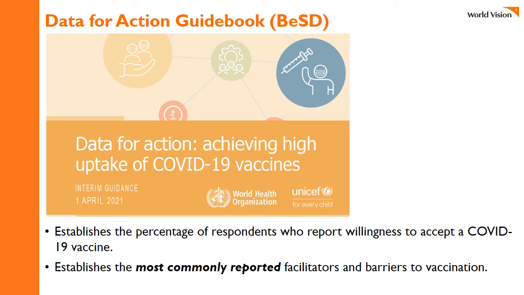The most important thing that you can get from these survey tools is the percentage of respondents who report willingness to accept a COVID-19 vaccine, the most commonly reported facilitators and barriers to vaccination, and the guide mentions doing univariate analysis on things like gender, age, and employment status to look for correlations with vaccine acceptance. While that information is useful, I would argue that it's not sufficient since some of the most commonly reported barriers and facilitators of vaccination are in no way associated with whether or not someone plans to get a vaccine or not. I'll return to that in a few minutes.